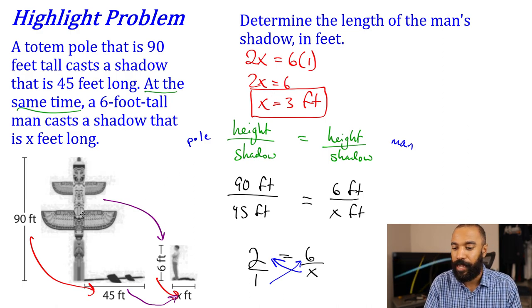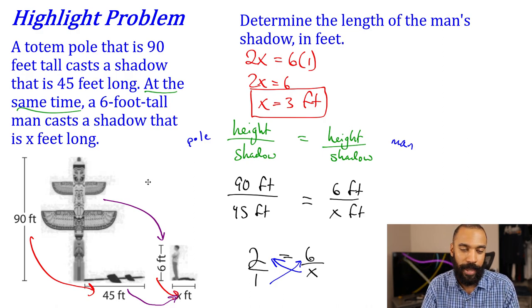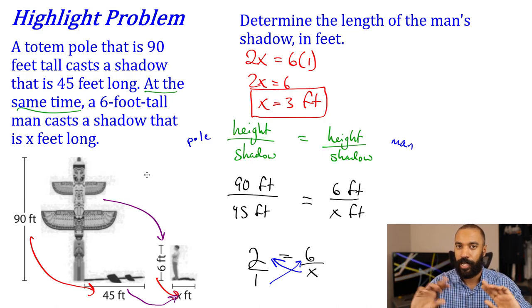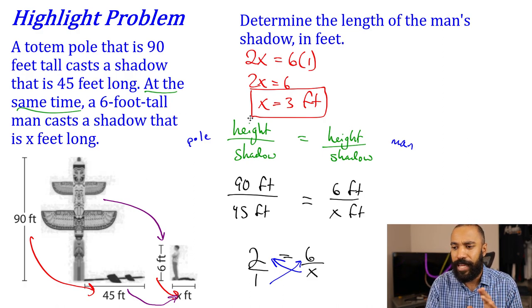I could have set it up again using 90 and 6. 90 divided by 6 equals 45 divided by x. You have a lot of different options in how you can set up that proportion as long as they fall in correspondence with each other. So anyway, that's the idea behind proportions and how those things work. That's just in a nutshell.